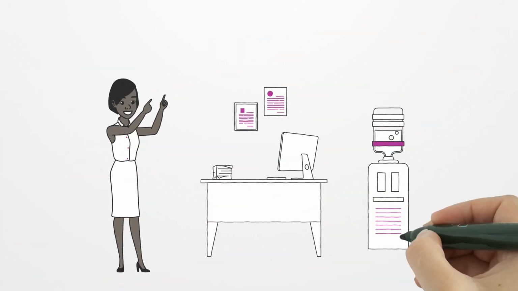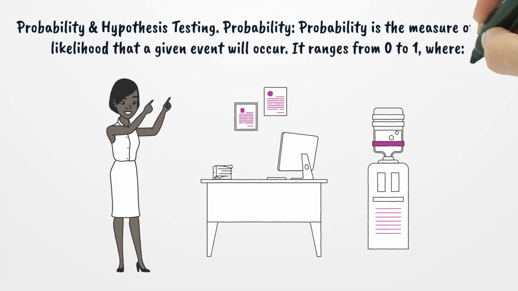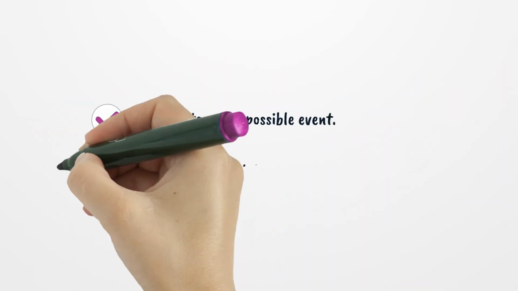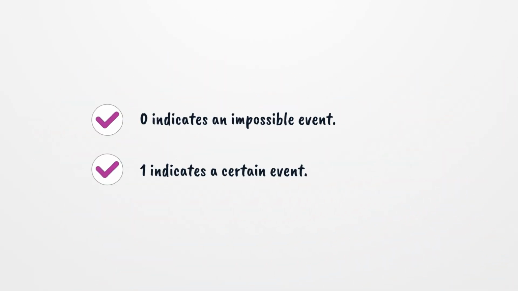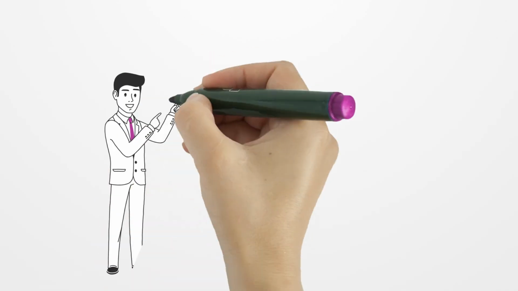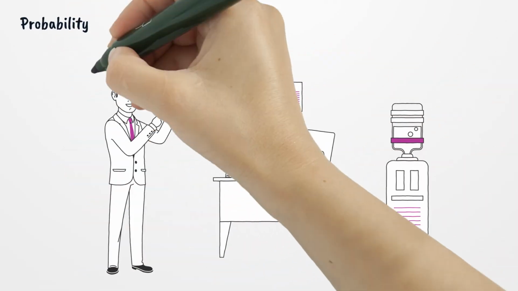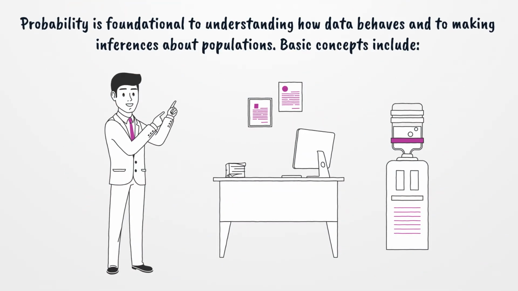Probability and hypothesis testing. Probability. Probability is the measure of the likelihood that a given event will occur. It ranges from 0 to 1, where 0 indicates an impossible event, and 1 indicates a certain event. Probability is foundational to understanding how data behaves and to making inferences about populations.